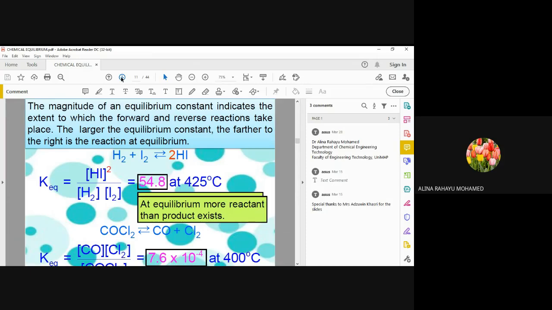Now, Keq for hydrogen reacting with iodine to form 2 moles of hydrogen iodide is the concentration of HI to the power of 2 over the concentration of hydrogen times the concentration of iodine, which equals 54.8 at 425 degrees C. So at equilibrium, more reactant than product exists. Okay, we have another example there.